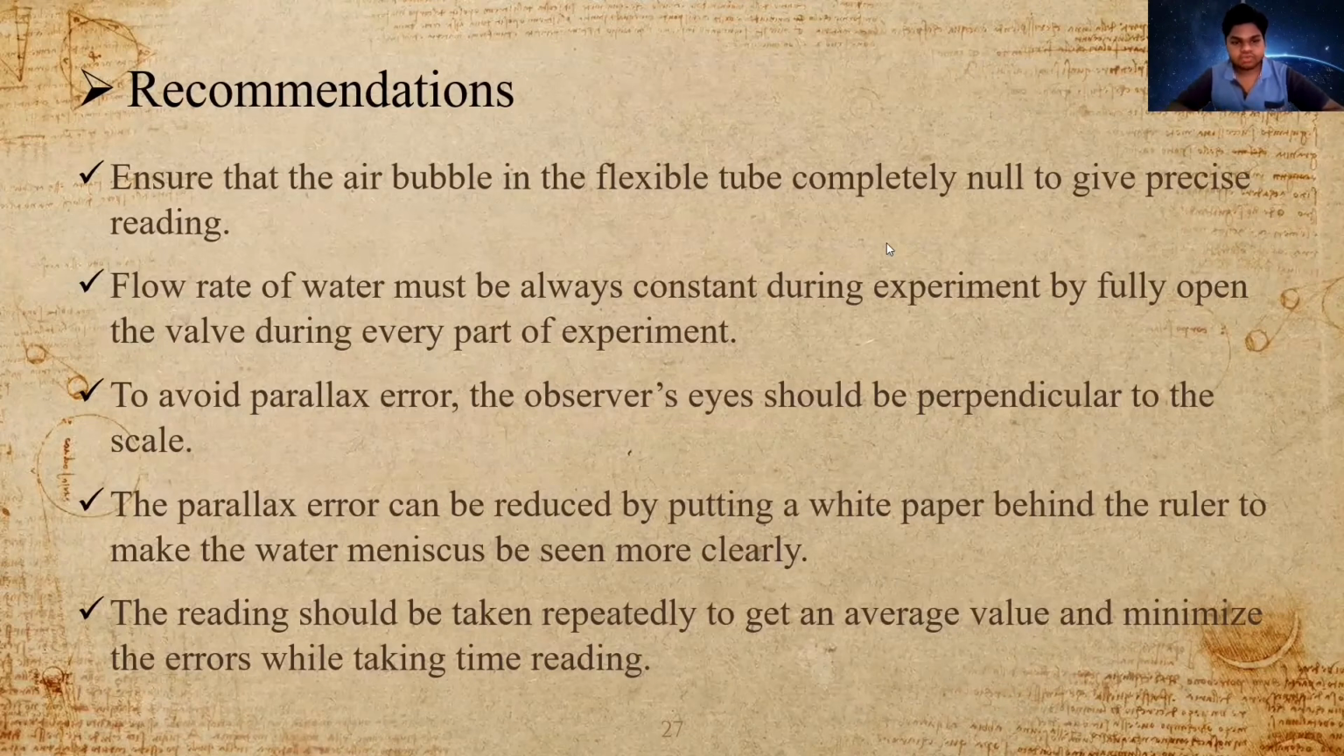Next, the flow rate of water must always be constant during the experiment by fully opening the valve during every part of the experiment. Third, to avoid parallax error, the observer's eye should be perpendicular to the reading scale. And fourth, the parallax error can be reduced by putting a white paper behind the ruler to make the water meniscus be seen more clearly. And lastly, the reading should be taken repeatedly to get an average value and minimize the errors while taking the time reading.